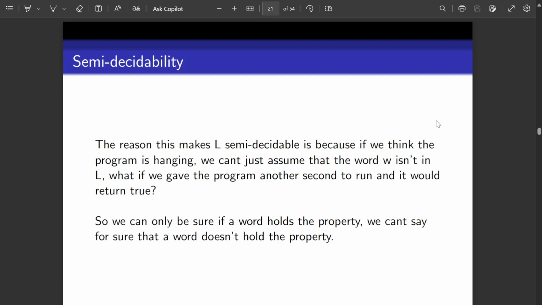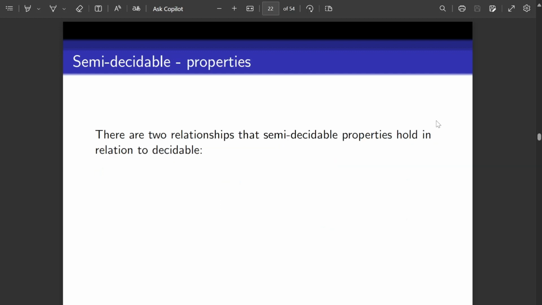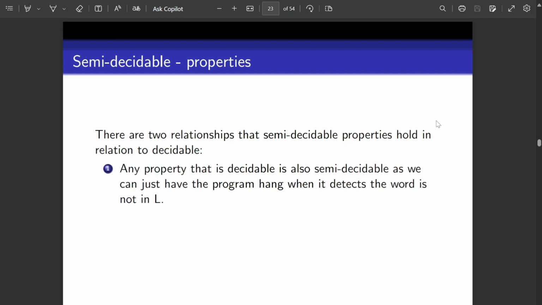So we can only be sure that a word holds the property. We can't say for sure that the word doesn't hold the property. So there are two relationships between semi-decidable properties and decidable properties. One, any property that is decidable is also semi-decidable, because we can just have the program hang when it detects that the word isn't in L. Like if we have a program that detects the language, we can just have it hang when it detects a word that isn't in the language, and we've just made a semi-decidable machine for this problem.